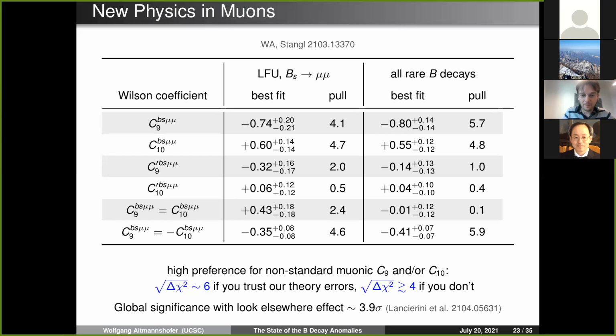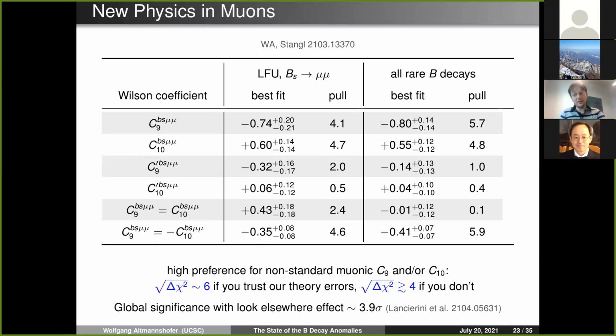For example, if you don't include the B_s to mu mu in the second column? Almost the same fit? It's almost the same. The C10 and the C9 equals minus C10 numbers go down a bit. So those are more like 4 instead of 4.7 or 4.6. That's the only change that happens.